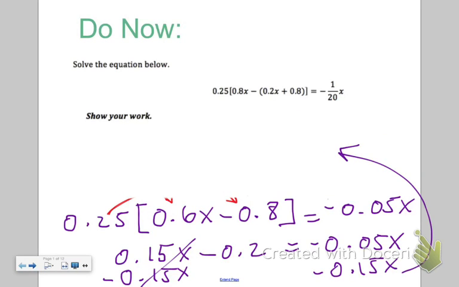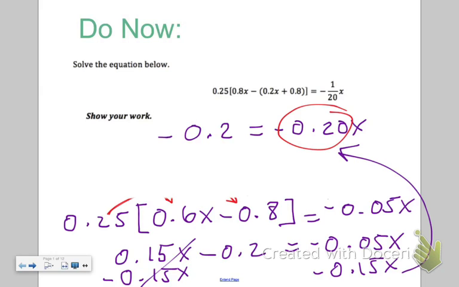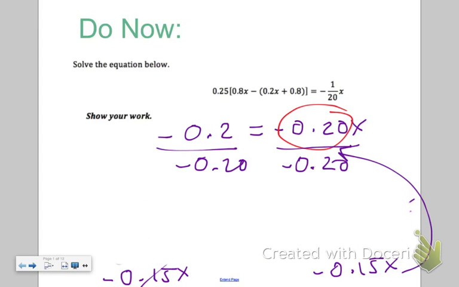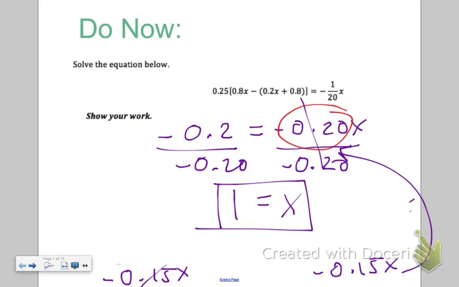and we're going to be left with negative 0.2 is equal to negative 0.20x. Now that I've got my constant on one side and my variable on the other, I'm going to divide by the term that's in front of the variable, or the coefficient, which is negative 0.2, to solve for x. So this is going to divide out and turn to 1x, and negative 0.2 divided by negative 0.2 is positive 1. So x is equal to 1 for our do now.